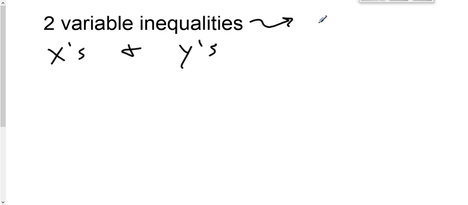Now that we have two different variables, we're going to have more of a statement where it's like y is less than 2x or x is less than 3y or whatever like this. Because of that, we have to graph them on a coordinate plane. So because of two variable inequalities, we are now working on coordinate planes.